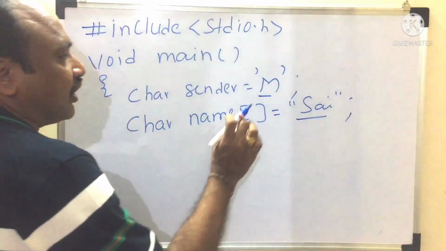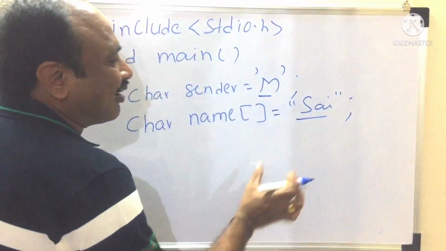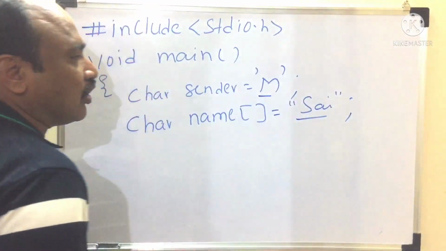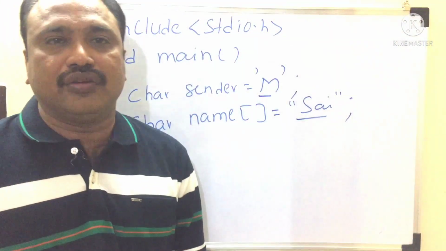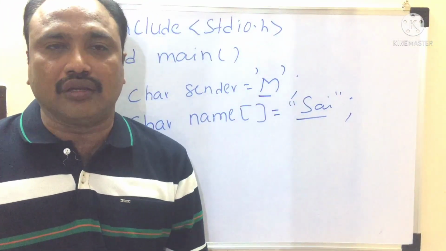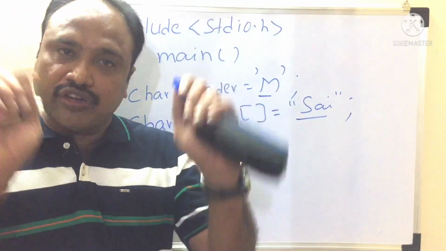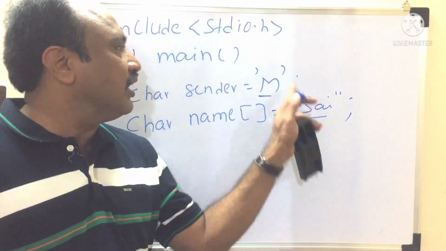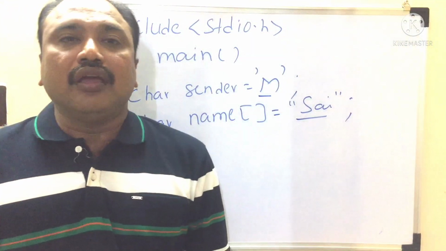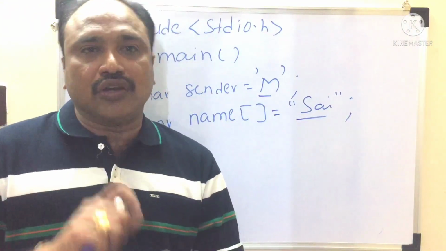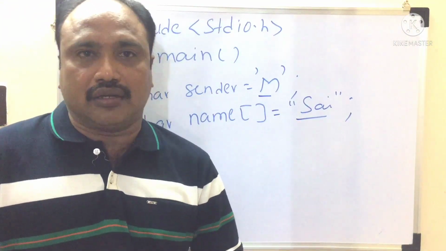A single character enclosed in single quotes, a collection of characters enclosed in double quotes. Not only alphabets, they may be digits enclosed in double quotes, string. A single digit enclosed in double quotes, string. A single character enclosed in single quotes, character. A single digit enclosed in single quotes is also a character.